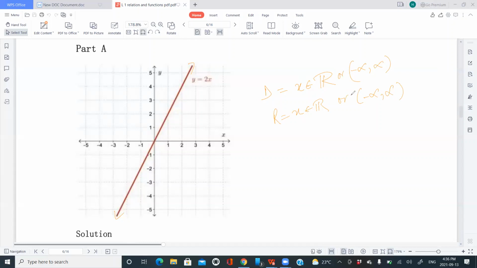And what about, is this relation a function? Look, draw the vertical line. No matter where you draw this vertical line, for each value of x it is giving a single value of y. So yes, it is a function. Got it? Okay, so let's move further.